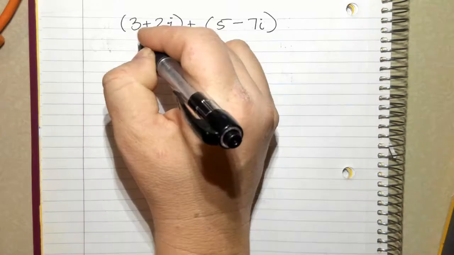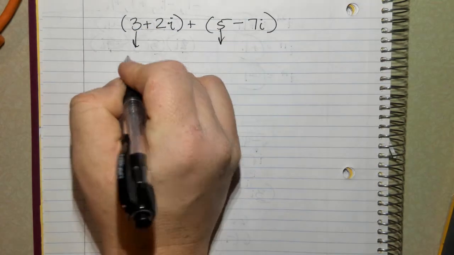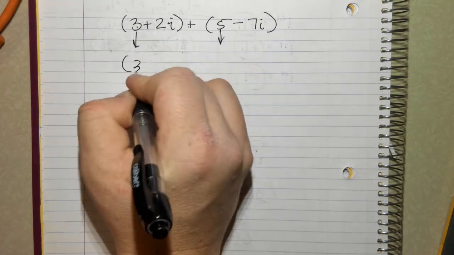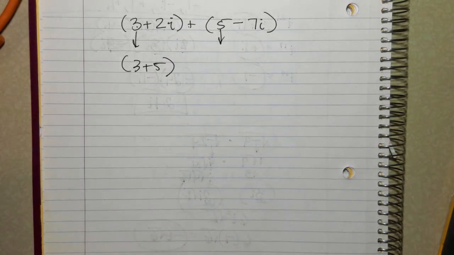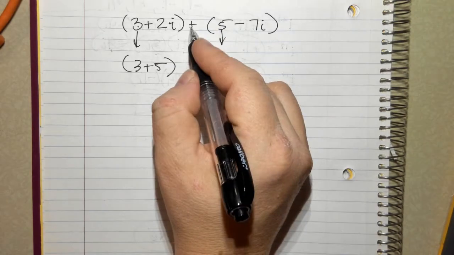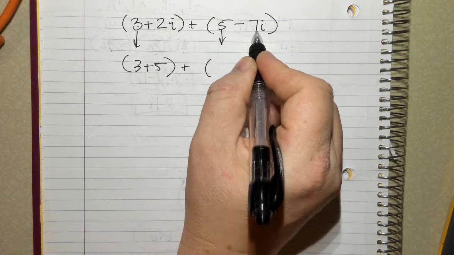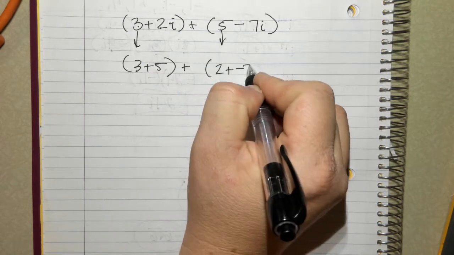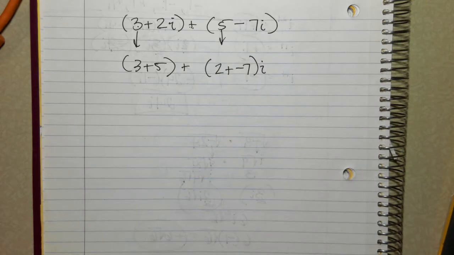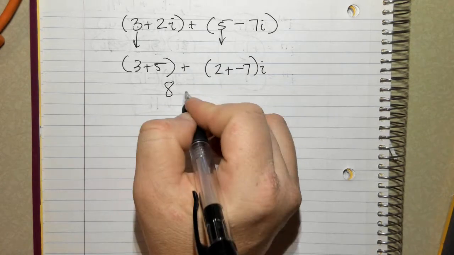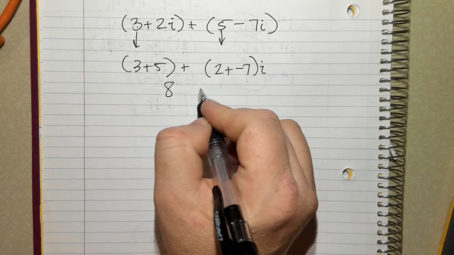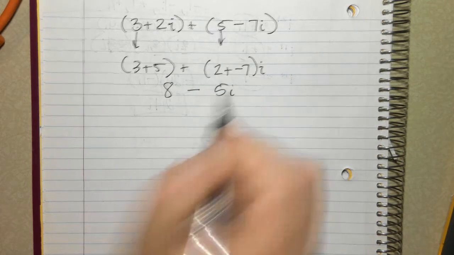Okay, like terms. So here's the reals. So I have 3 plus 5. Can you simply do this in your head? Absolutely. I just want to show you how this is working. Plus 2 plus negative 7. 3 plus 5 is 8. And 2 plus negative 7 is a negative 5i.